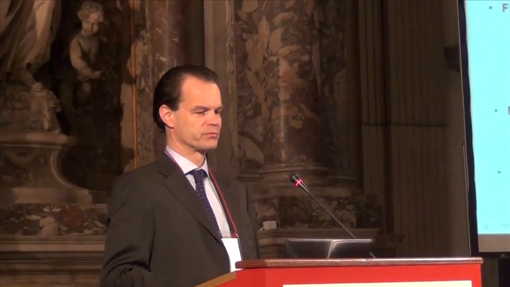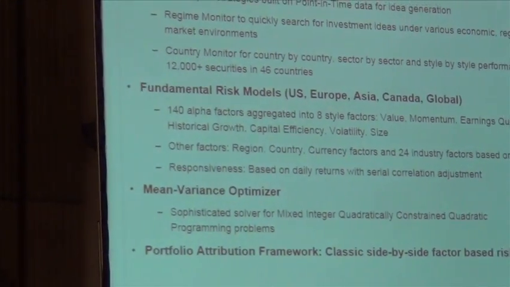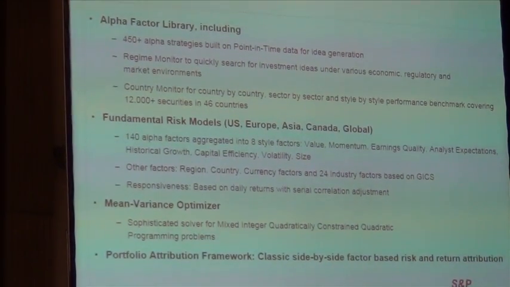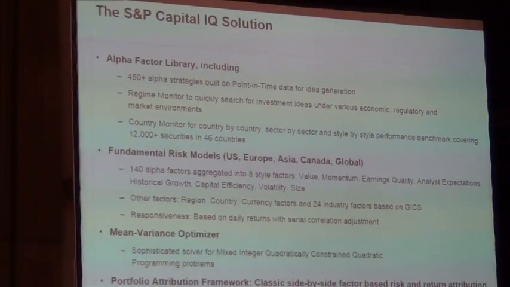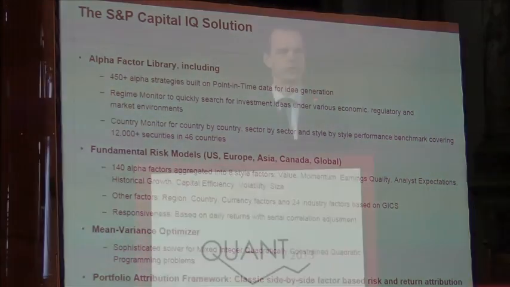So the S&P Capital IQ solution set, and this is more generally true for having a quant element to your process, and specifically what we've used for this case study. We have the Alpha Factor Library, which has 450 factors already pre-tested, predefined, worldwide, emerging markets, developed markets. There's a graphical user interface that allows you to investigate performance of factors and themes in different markets and different regimes. So it's the pre-canned equity factor toolbox.